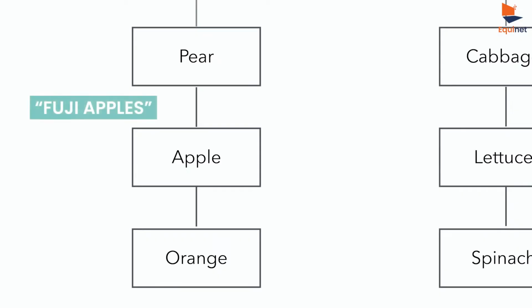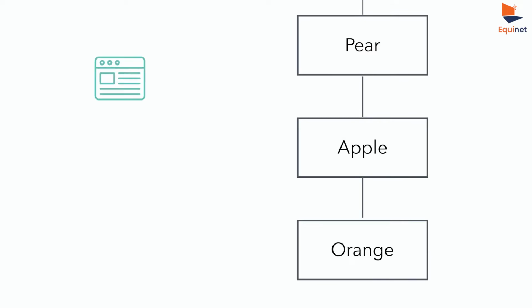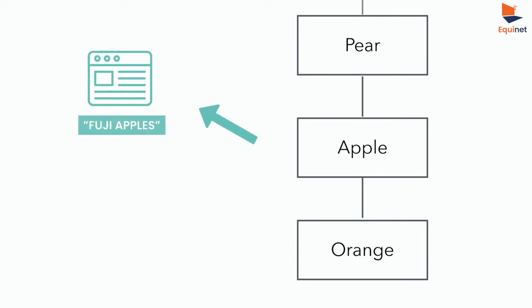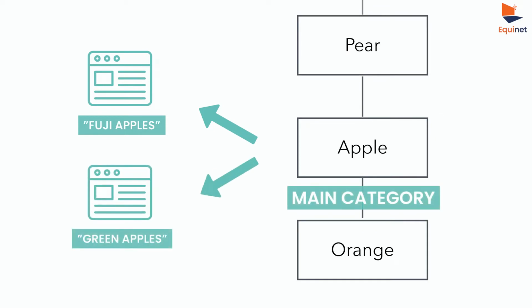Now, what if you found out that users also search for Fuji apples? To match this precise search, creating a new page titled Fuji apples and linking it from the apples page would make it the best result. Apples then becomes a category page which can link to Fuji apples, green apples, and other varieties of apples.